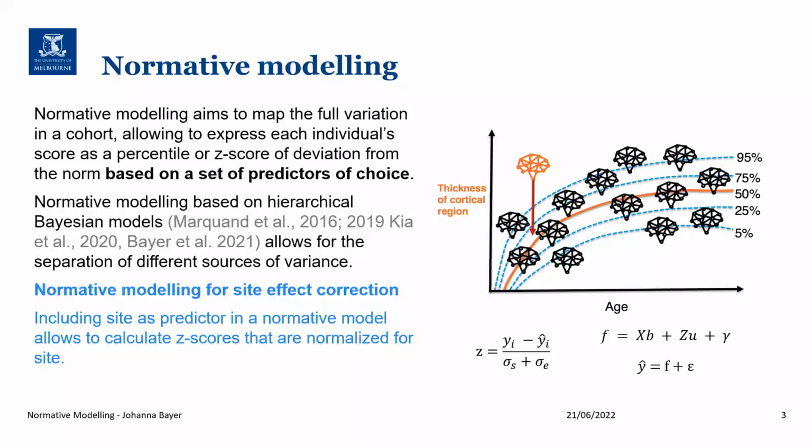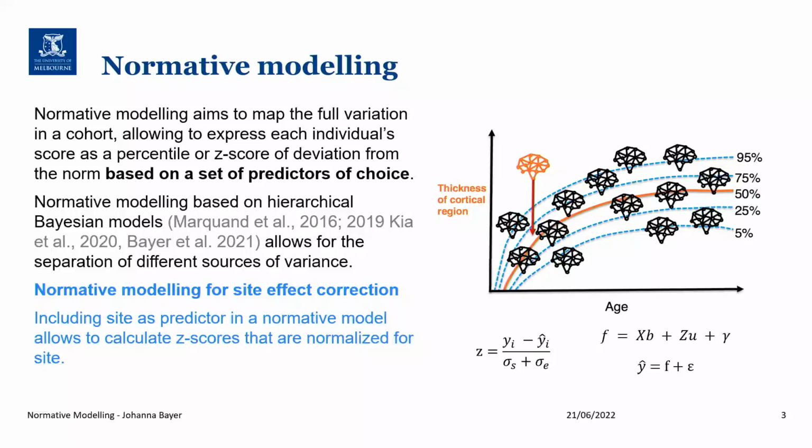These two facts are quite important for what I'm planning to show you. If you include site as a predictor in a normative model, this allows you to calculate z-scores that are normalized for site, because the z-scores are normalized for your predictors.